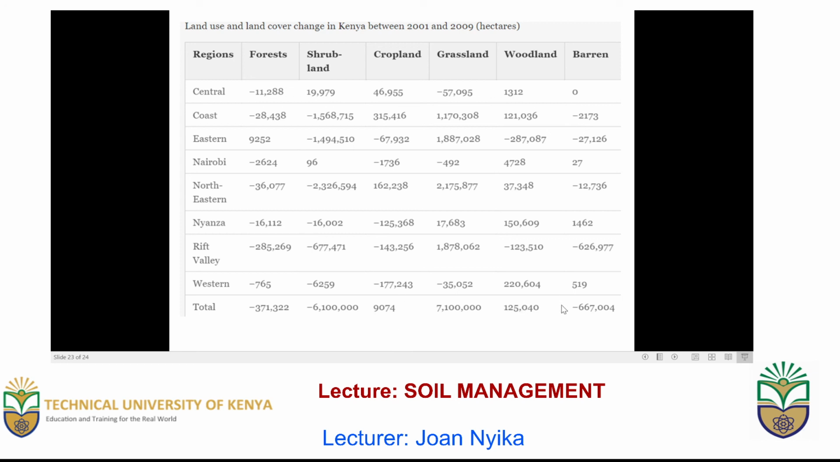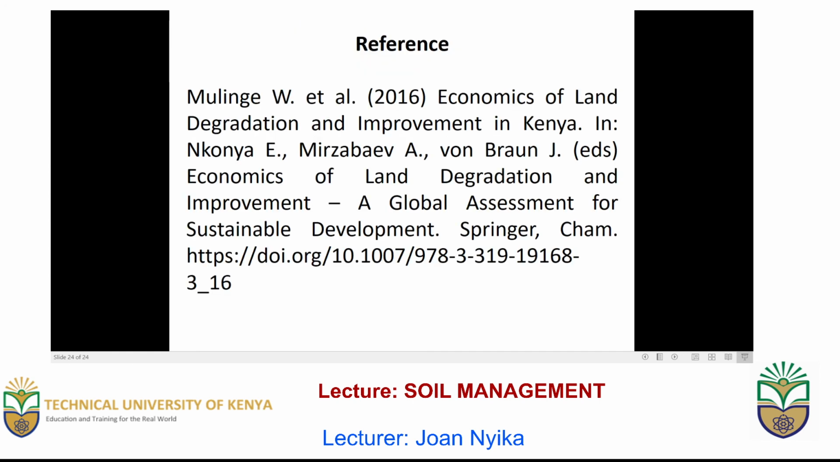However, look at the overall effect. The overall effect is that we have lost so much, 667 hectares of land within a period of 10 years. We have lost it as a result of soil degradation. So you can imagine if we project the next 50 years up to 2050, we will have a serious food crisis in this country if we do not do something today.